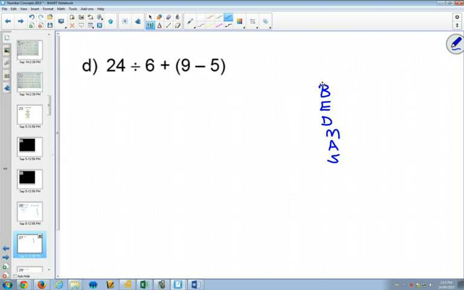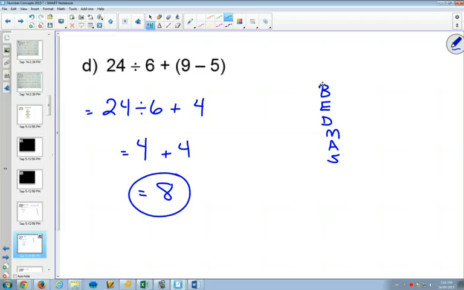Do we have brackets? Do we have something to do inside of those brackets? Yes. What is 9 minus 5? 4. So we rewrite everything else out and just do what was inside. 9 minus 5 is 4. We don't have exponents. Do we have dividing? Yeah. And 24 divided by 6 is? 2. Close. Oh, 4. It's 4, yes. 4 plus 4, and then we have adding, and that's equal to 8.